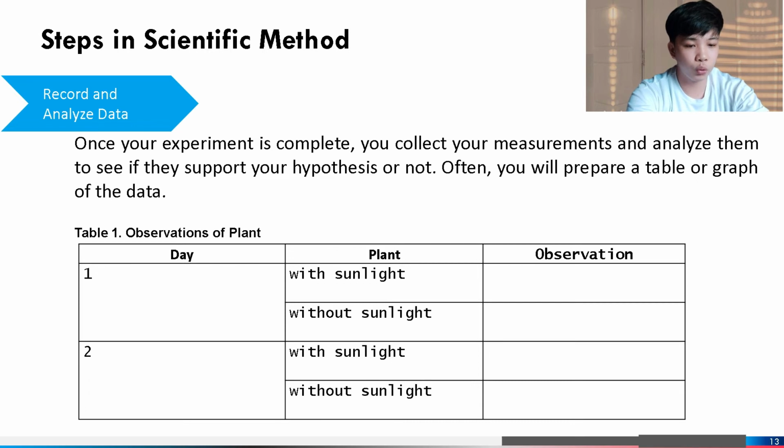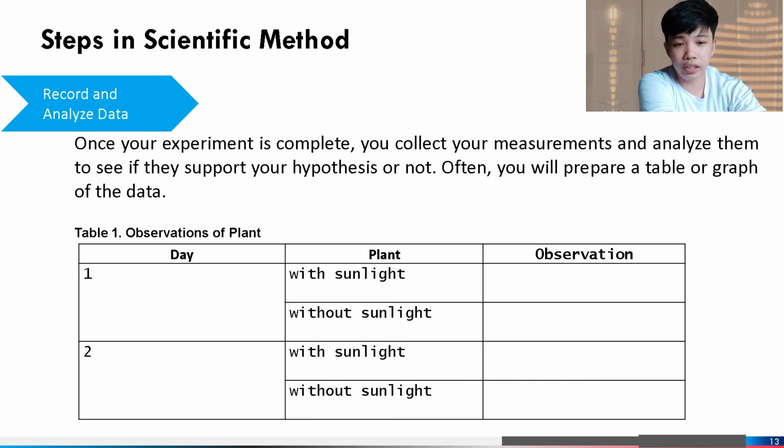So we have two types of plants. We have with sunlight at yung without sunlight. Ito yung mga independent variable na tinitingnan mo kung may effect ba yung sunlight dun sa plant or dun sa plant na walang sunlight. So you have to write there yung observation mo. So with sunlight, isulat mo dyan observation mo. The green color of the leaf, the yellow color of the leaf, something like that. You have to place all your observation in there.